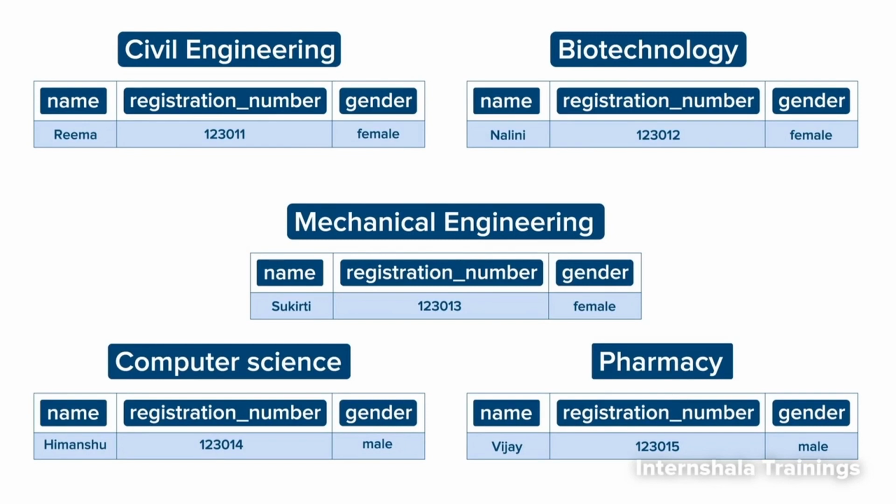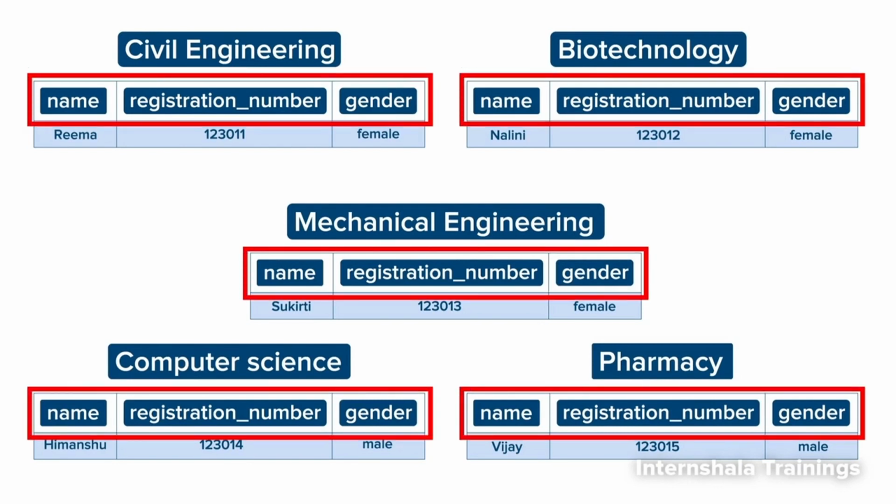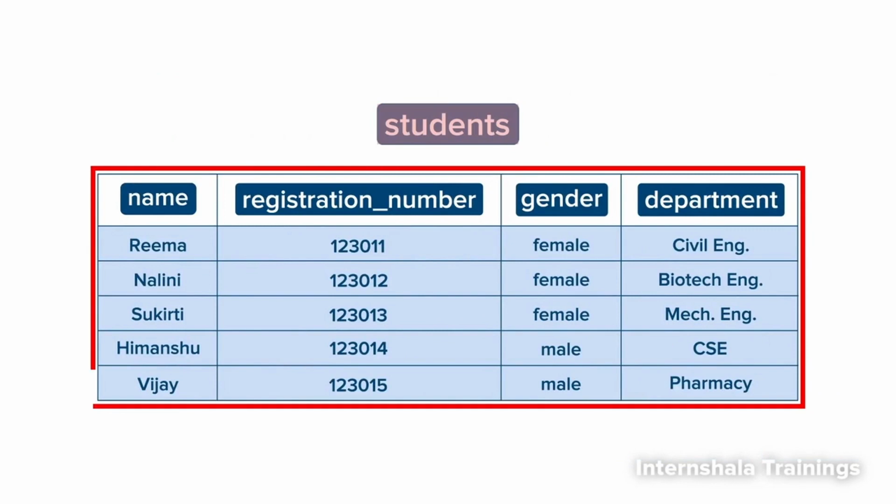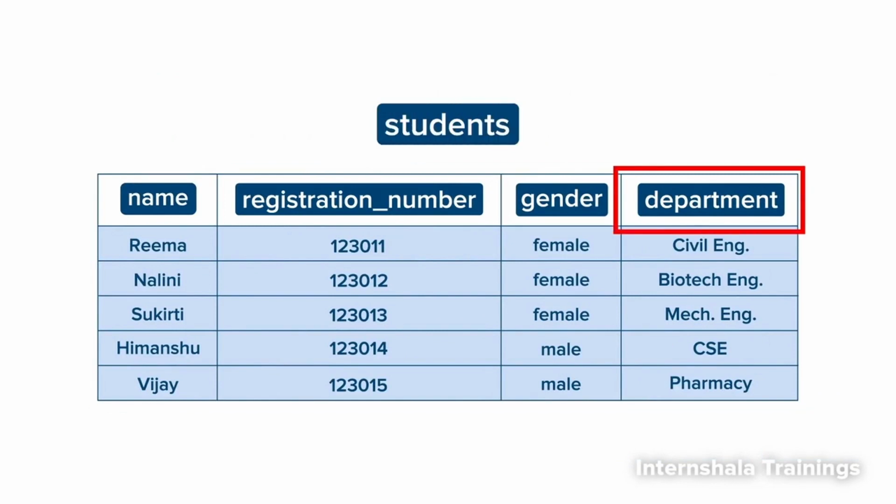We don't need to create separate tables for different departments, as the kind of information we are storing is the same for each student, like name, registration_number, and gender. We can in fact store the information of all the students belonging to various departments into a single table, students. This table will have one more additional attribute, department.